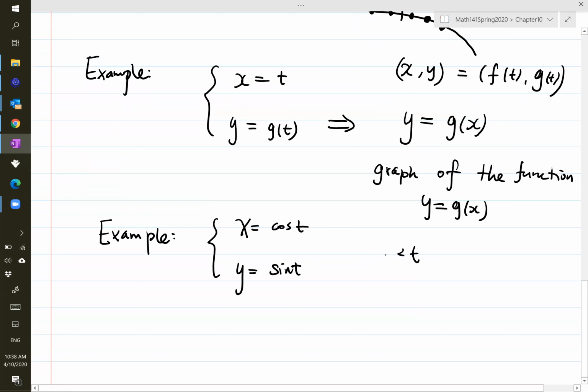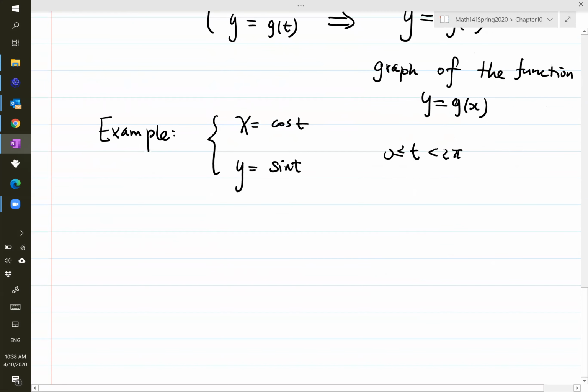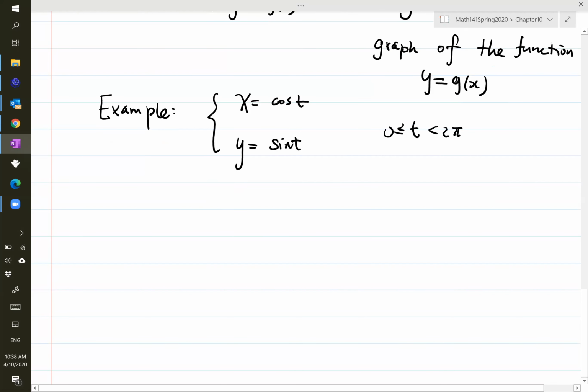T is from 0 to 2 pi. Now what is this curve? Okay, this curve is simply the unit circle. This is the unit circle.